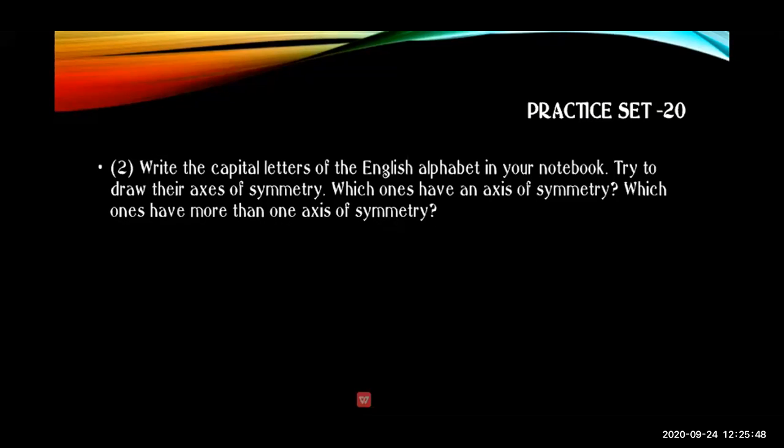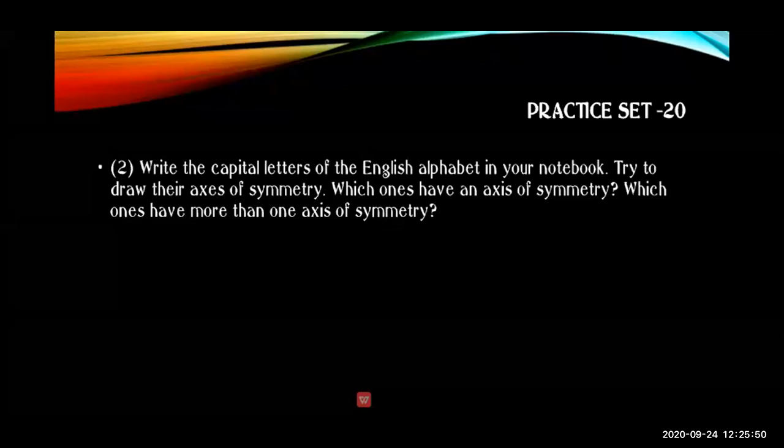Try to draw their axis of symmetry. Axis of symmetry means how many lines can be drawn. I have explained it to you by folding. You can see if it is showing the same shadow. That way you will know how many axes are going to be drawn.